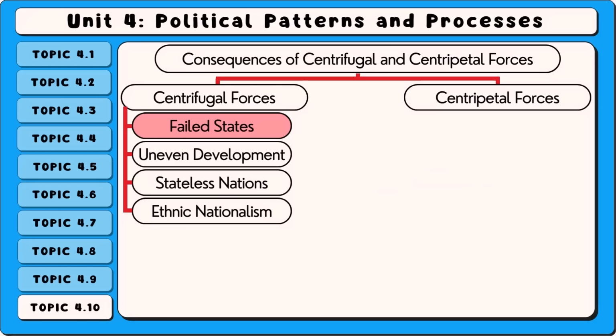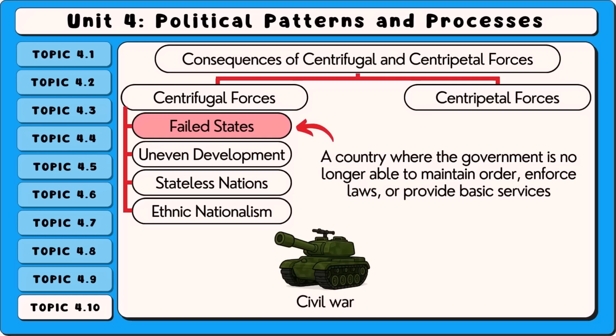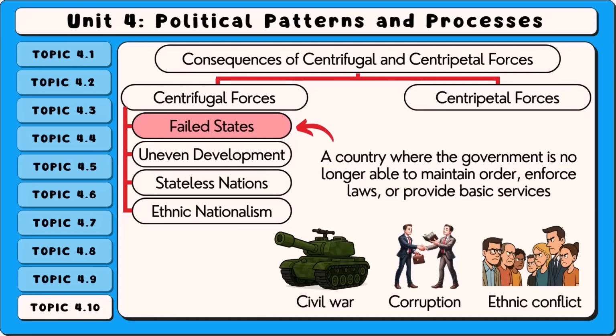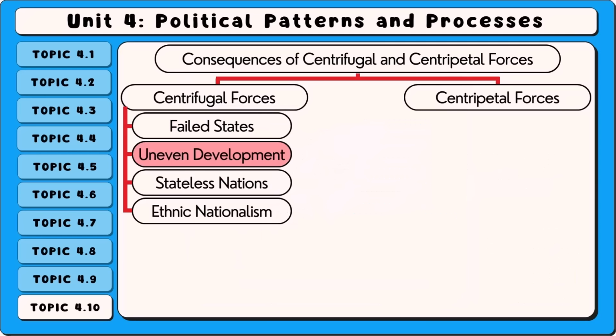The first consequence is the emergence of failed states. A failed state is a country where the government is no longer able to maintain order, enforce laws, or provide basic services. Centrifugal forces like civil war, widespread corruption, or ethnic conflict can cause a state to lose control over parts of its territory. A well-known example is Somalia, where the central government has struggled to maintain authority across the country for decades.